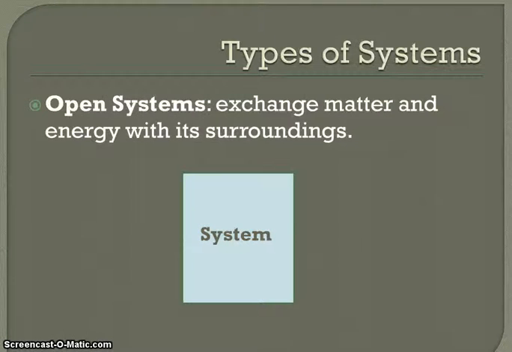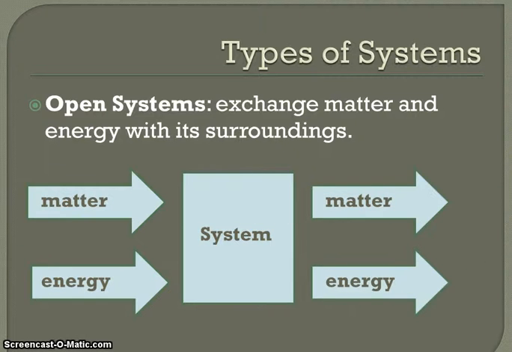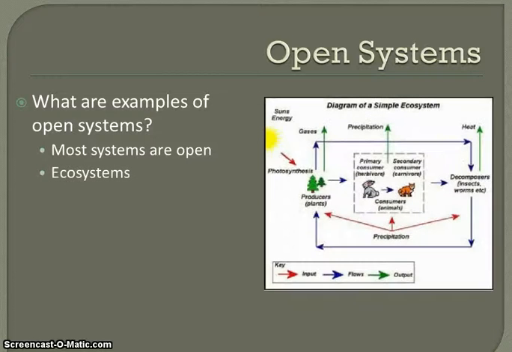Now, I said that all systems have inputs and outputs. That is the case for open systems. They're going to exchange both matter and energy with their surroundings. So matter and energy is input, and matter and energy is also an output. Examples of open systems: pretty much any system that you think of is going to be an open system.